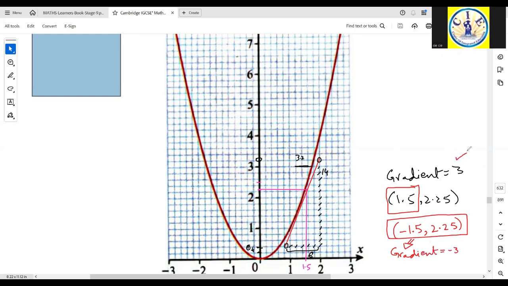If the gradient is 3 for this particular point, that means the gradient of negative 3 is going to have a point with the x coordinate having an opposite sign to the point that is given. So the x coordinate is going to be negative 1.5 if the gradient has to be negative 3. So this is how these questions are to be done.